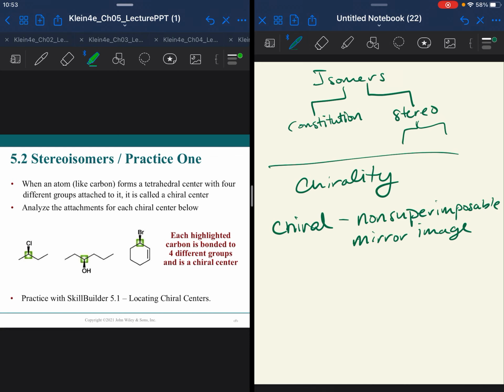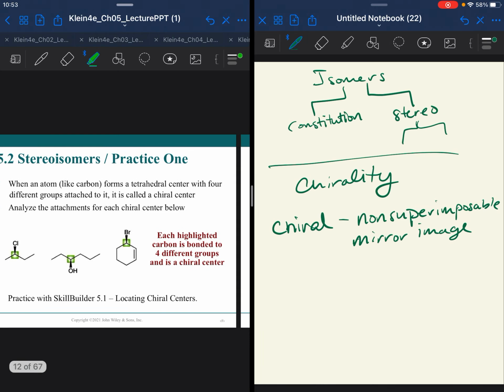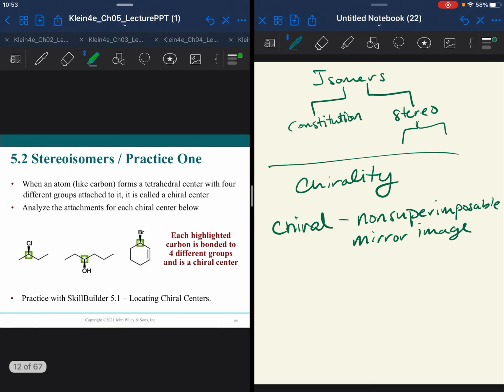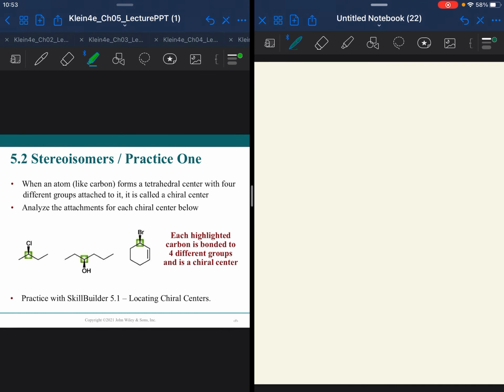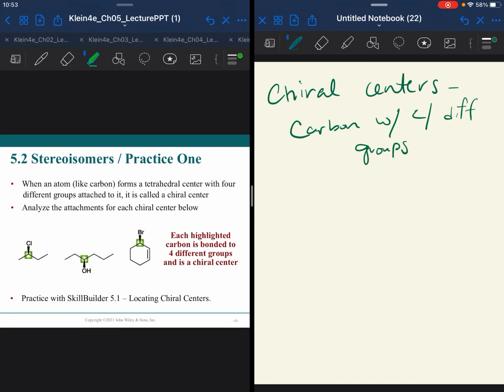Now, it has to be 4 different groups. So in this case, all of the examples that are highlighted are called chiral centers. When we talk about a chiral center, we are looking for carbon with 4 different groups. And we aren't just talking about a single atom, we're talking about the whole group. For instance, look at this first one. You have chlorine. There is a hydrogen that's not being shown to the back, and then there is a 1 carbon chain and a 2 carbon chain. So we would say that that is a chiral center.